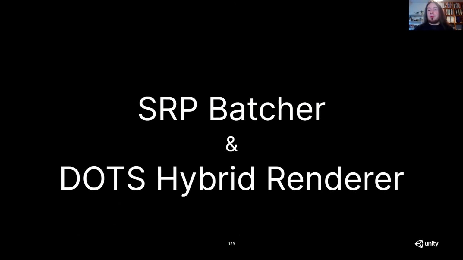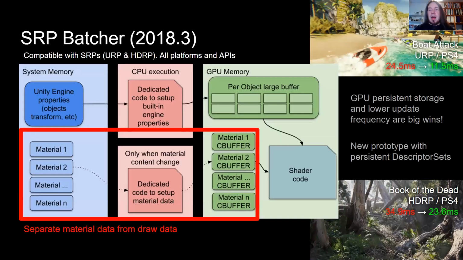Now let's shift our focus to the graphics side. I will introduce the graphics technologies we use to meet our performance needs. The SRP Batcher was originally released 2 years ago. The goal was to improve the performance of game object rendering with scriptable render pipelines.